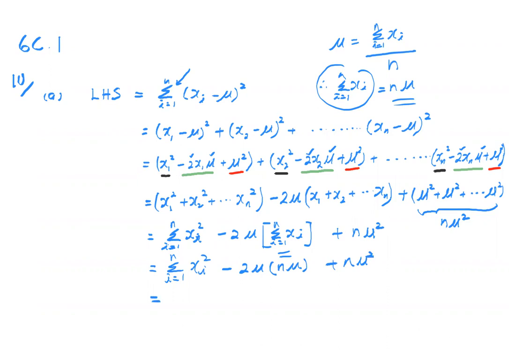So I got the answer. Are you okay? So I have the sum of i equal to 1 to n of xi squared minus 2n mu squared plus n mu squared. Negative 2 plus 1 is negative 1, so I am left with n mu squared. Done.